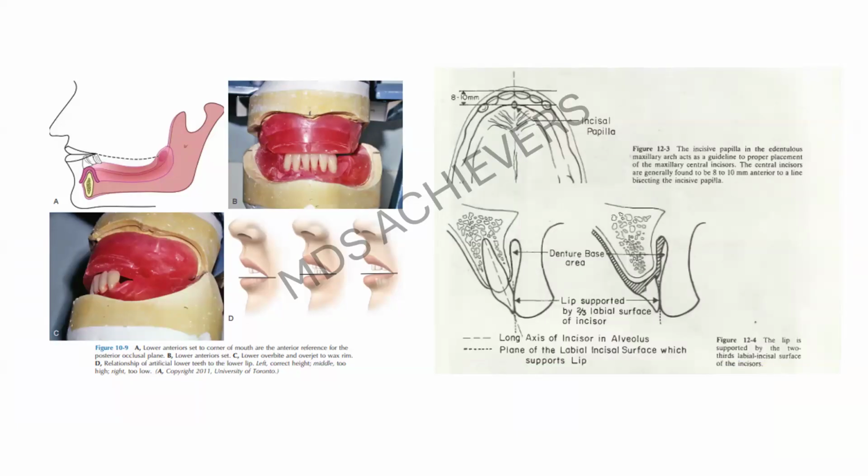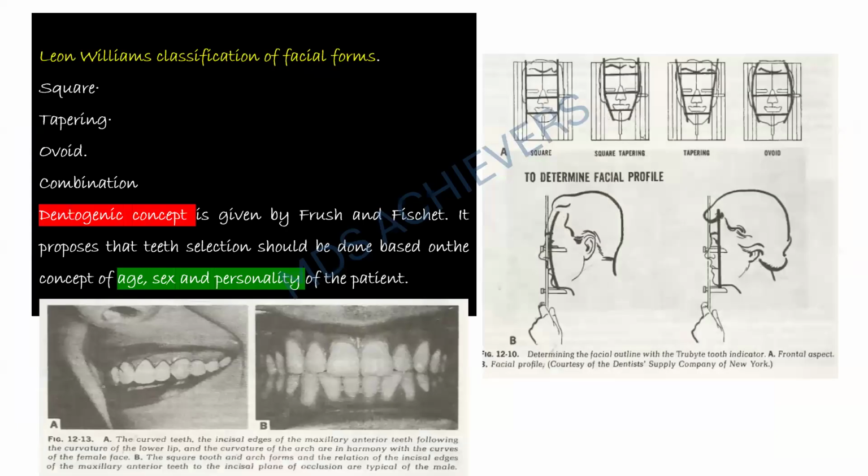You can see in the complete dentures. And Williams classification of facial forms, a very important thing, that is square, tapering, ovoid, and combination. One, the dentogenic concept is given by Frush and Fisher. It is proposed that teeth selection should be done based on the concept of age, sex, and personality of the patient. That is, for female patients, it should have rounded angles and point angles should be rounded. Whereas for the male patient, it should be a sharpened one.